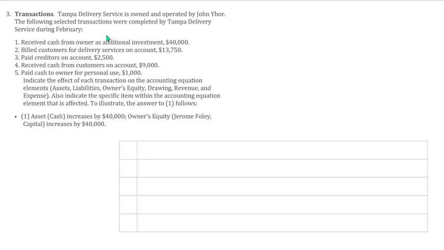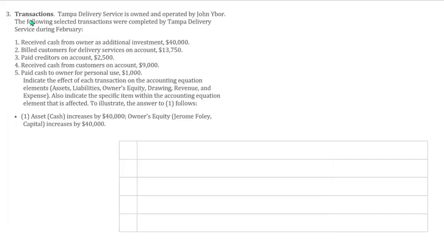Okay, this is Chapter 1, Class Problem 3 on Transactions. The Tampa Delivery Service is owned and operated by John Ebor, and the following selected transactions were completed during February. We've got 5 transactions here, and they want us to indicate the effect of each transaction on the accounting equation elements. So we've got assets, liabilities, owner's equity, then drawing, revenue, and expense. Also indicate the specific item within the accounting equation.